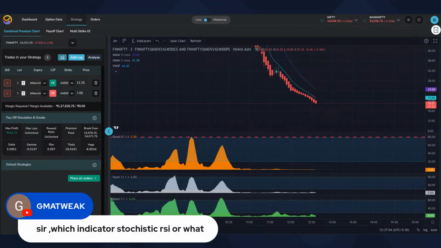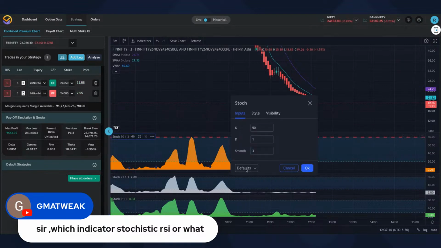Sir, which indicator, stochastic RSI? This is basically the stochastic indicator. You can see here, STOC.